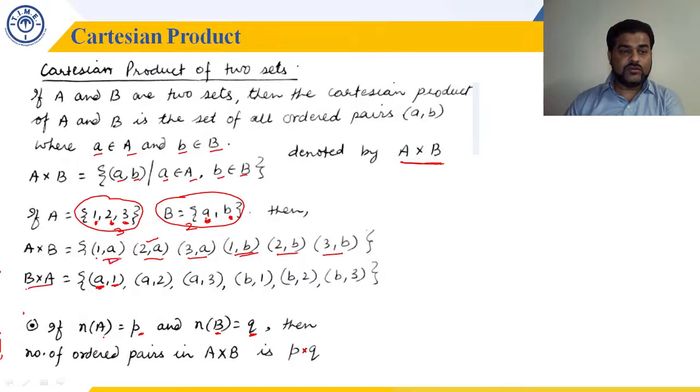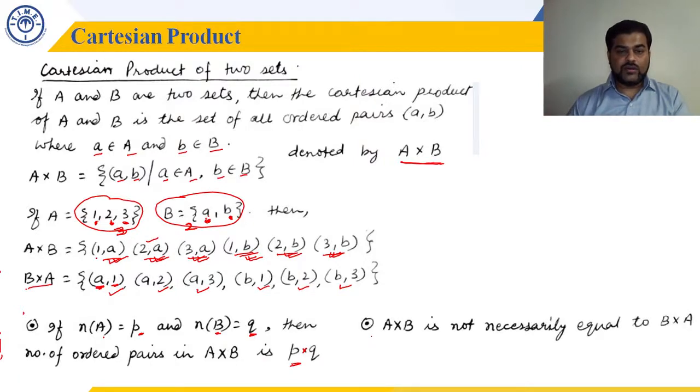Do you see here? These are 6 elements. Same way, let's do the other way around. What will be the number of elements in B cross A? Inside B cross A, we will have 2 multiplied by 3, which is again 6. So we have 6 elements here. I hope this is fine. If the number of elements in set A is p and in set B is q, the number of ordered pairs in A cross B is p multiplied with q.